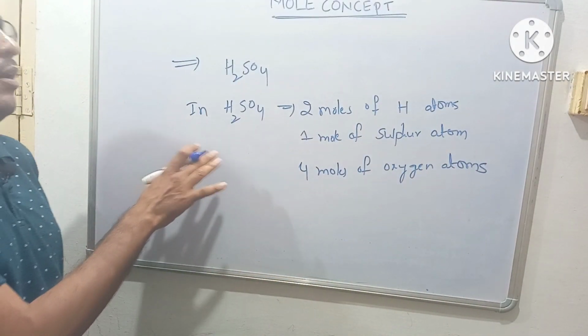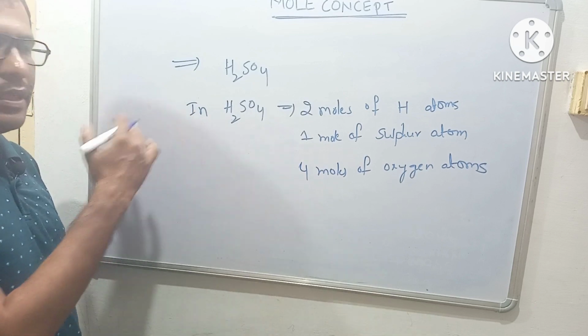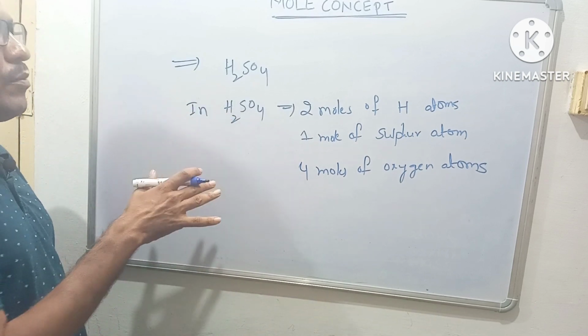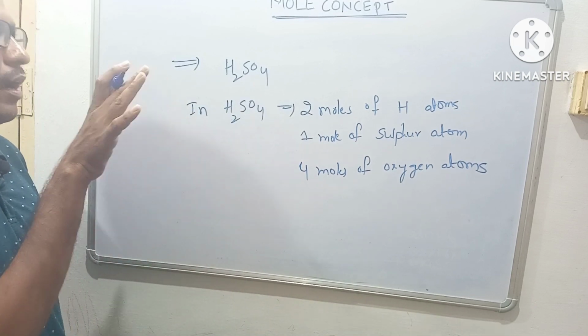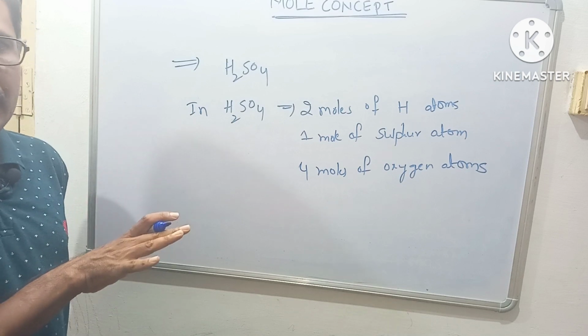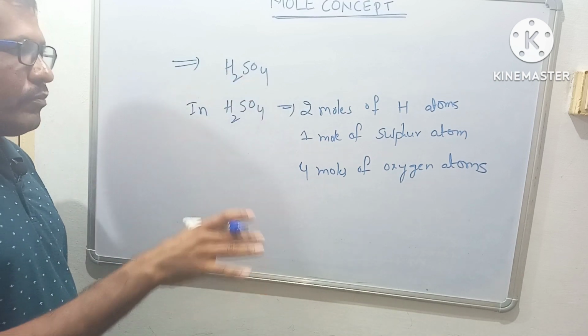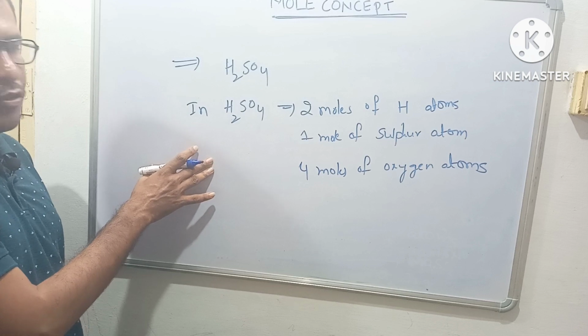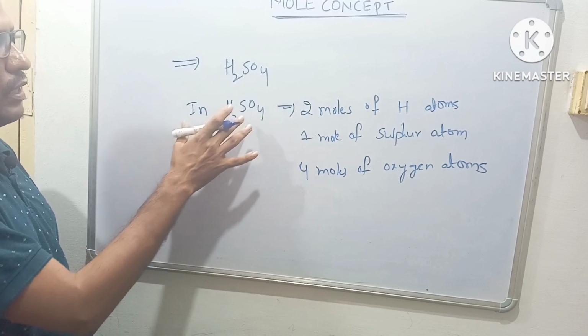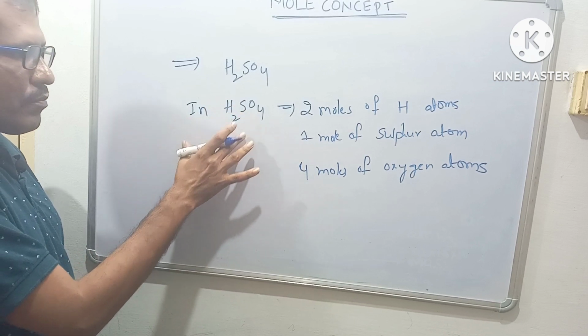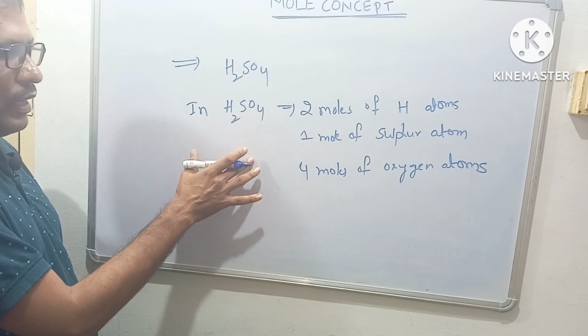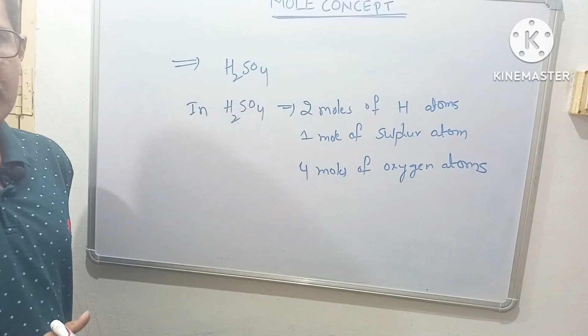Whenever we do a question here, they will ask how many moles of hydrogen are present, how many atoms of hydrogen are present. Like that he will ask you. So at that time this concept will be very much useful to you, right? In H2SO4 there are 2 moles of hydrogen atoms, 1 mole of sulfur atom, right? And 4 moles of oxygen atoms present.